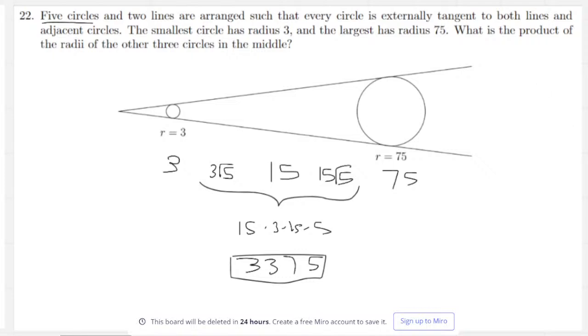Okay. Now let's go on to number 23. Sorry, give me a second.